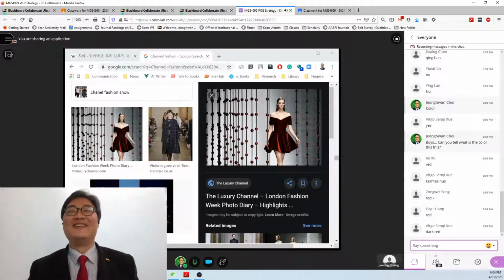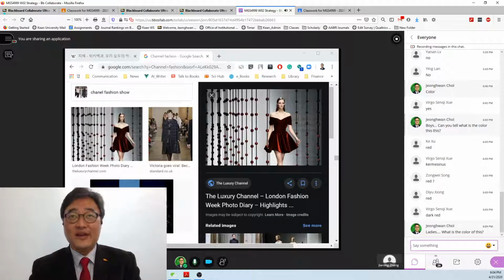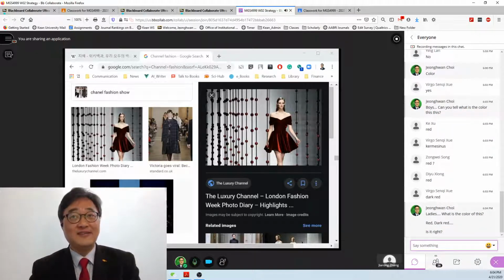Good. Then let's see. Okay, ladies, what is the color of this? As you can see, boys, we say that is a red. That is a dark red. Is the boys' color description right? Simply, when we say that is a red, can you imagine that it is red? Is it a red?